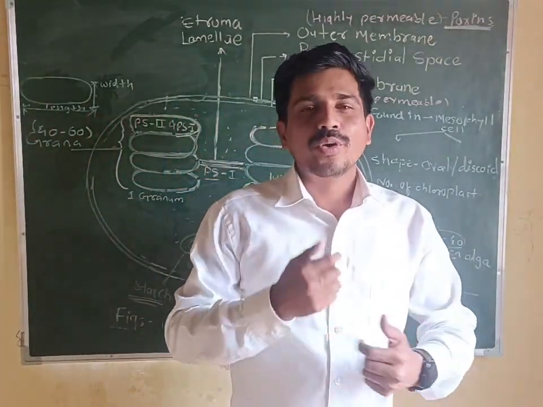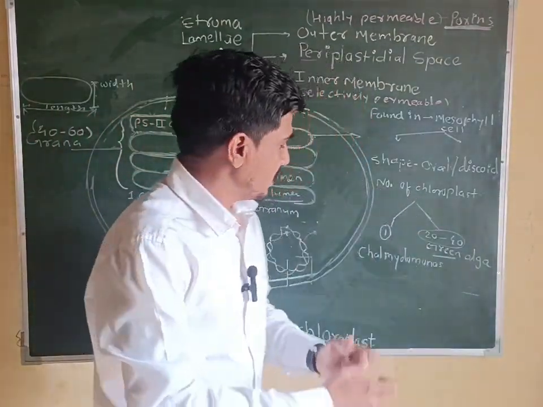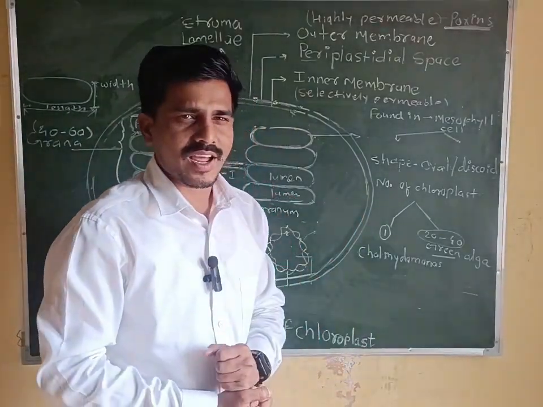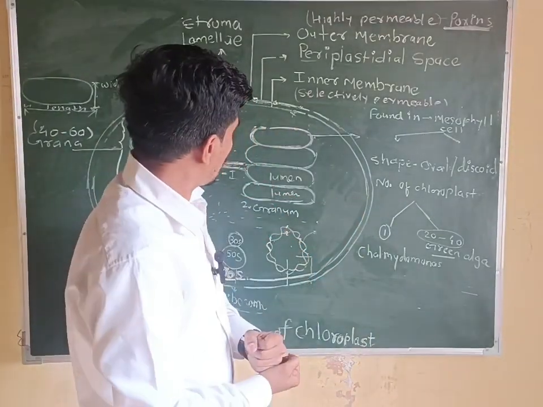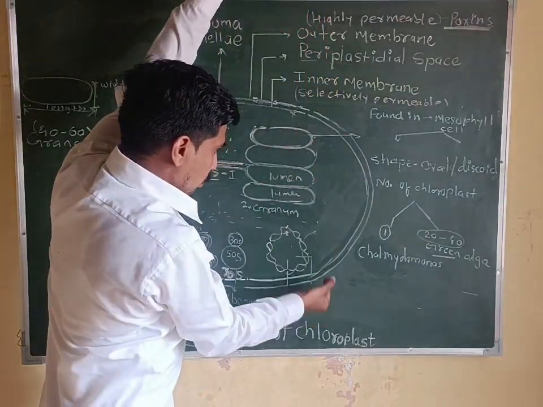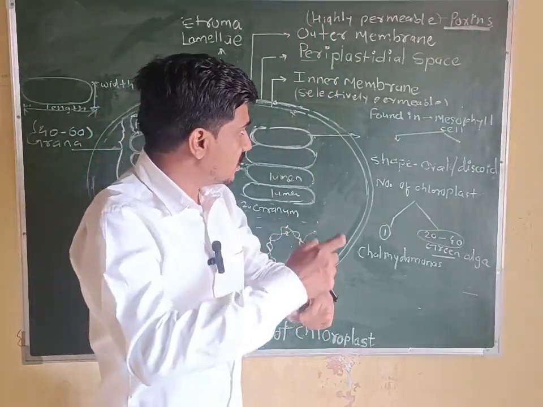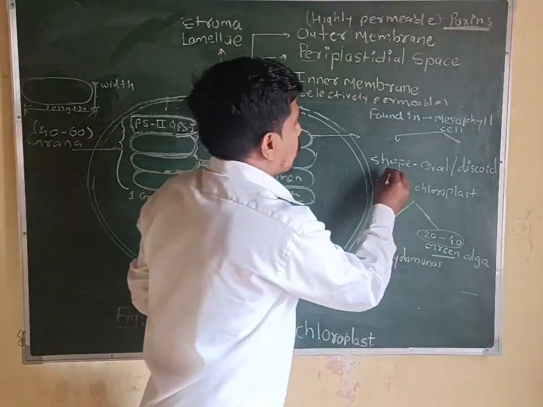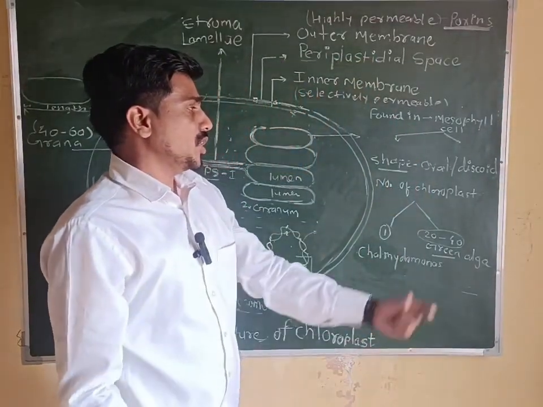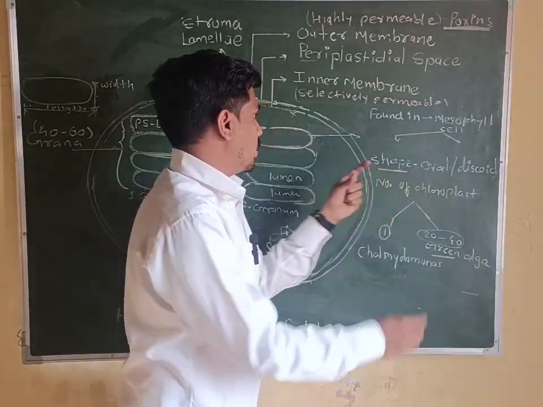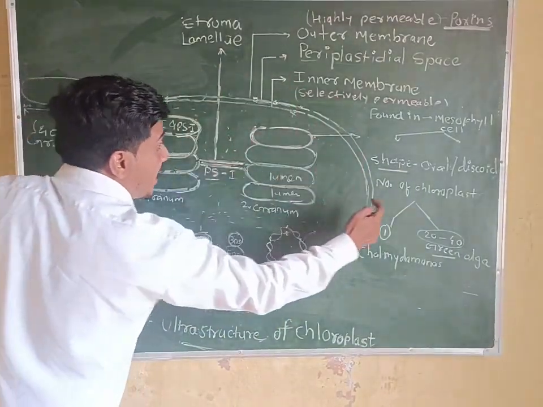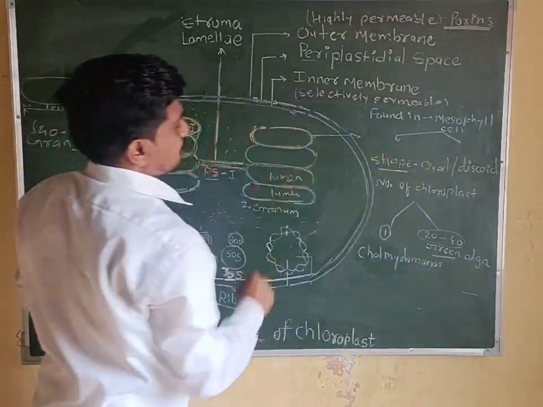Hello dear friends, today we will learn in detail the ultrastructure of chloroplast and its function. First of all, we will learn about the shape of the chloroplast. The shape of the chloroplast is oval. You can see this oval shape or egg shape. This is also known as the discoid shape or disc-like shape.